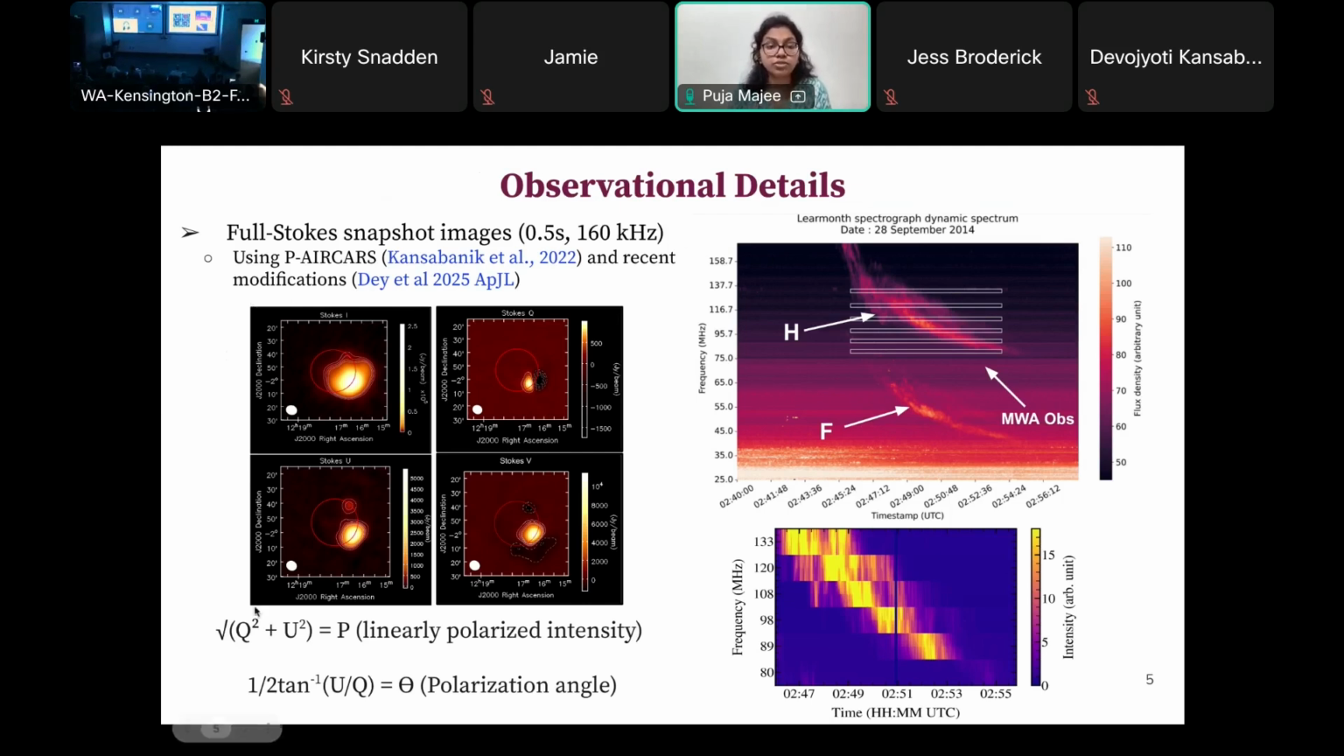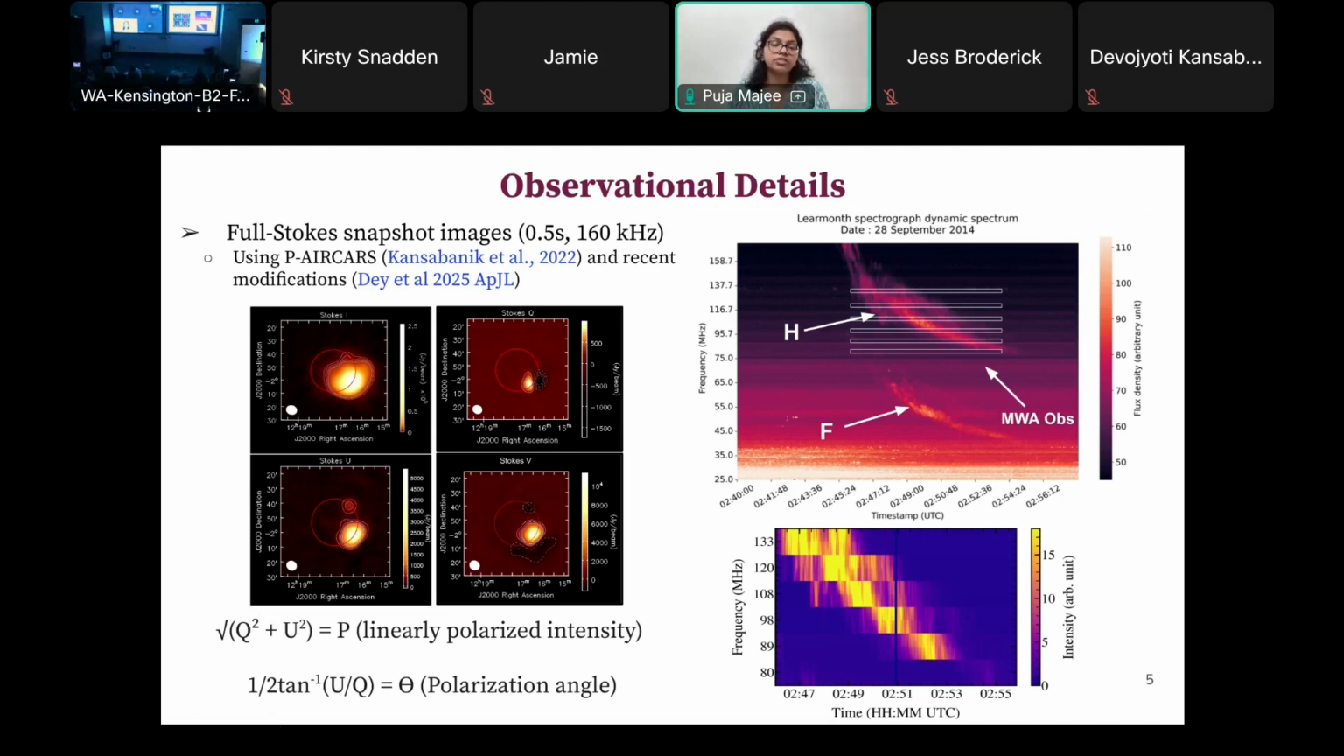Here are the full Stokes images of this type 2 event. These are the Stokes I, Q, U, and V images. The red circle is the optical Sun, and this is the type 2 emission. As you can see here, the type 2 emission shows very high signal to noise ratio emission in the Q, U, and V maps as well. If you look at the Q, U, and V maps, you can see another source coming from another active region which was present at that time. Using the Q and U maps, we have generated the linearly polarized intensity maps as well as the polarization angle maps.